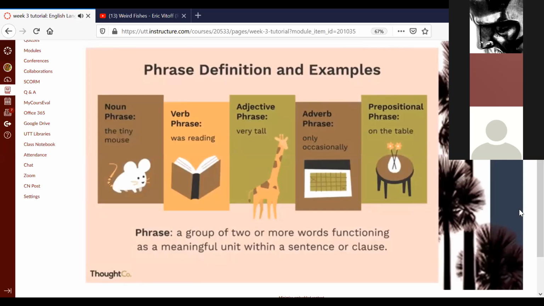Therefore, you have the noun phrase, which acts like a noun. It may contain a pronoun. The verb phrase, which acts as the verb. An adjective phrase, which acts as an adjective. An adverb phrase, which acts as adverbs. And a prepositional phrase, which shows the position of something.